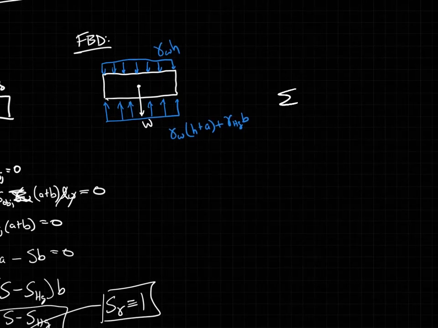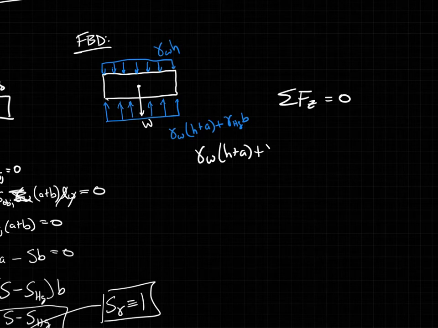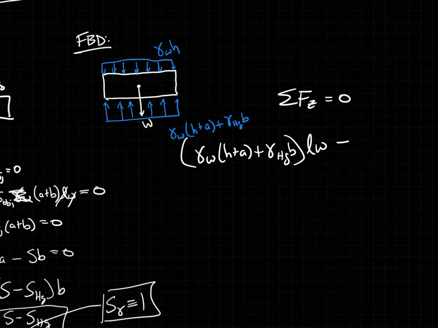So sum of the forces in the Z equals 0. We should note that these pressures. So we're going to have the bottom pressure, which is gamma WH plus A plus gamma HG times B. That's a pressure, so it needs to be multiplied by the length times the width to get the force. So that's the pressure on the bottom. The pressure on the top, that's gamma water H times LW.